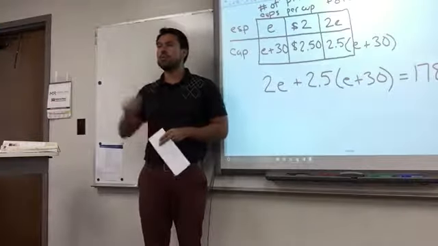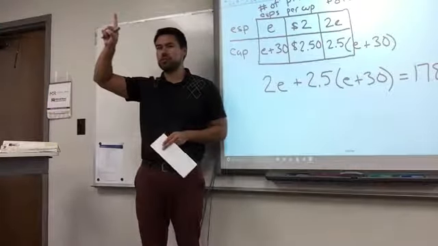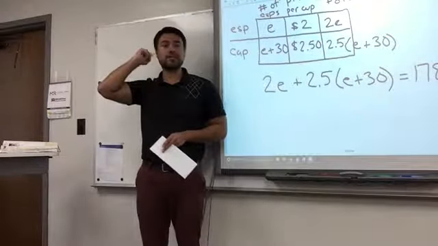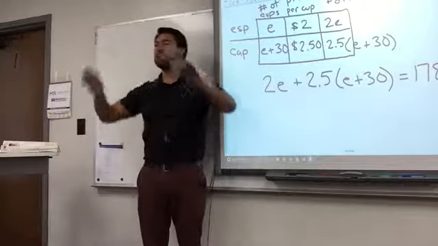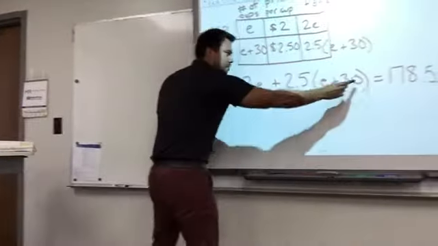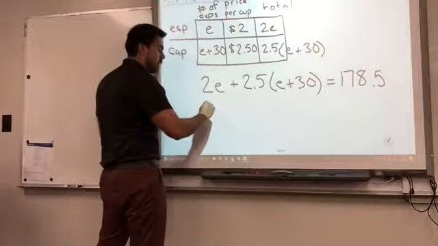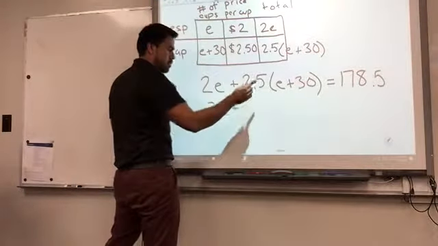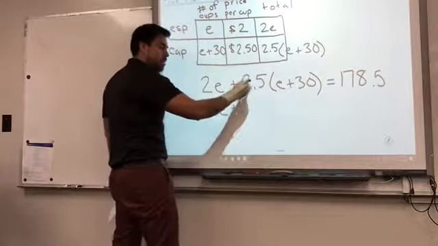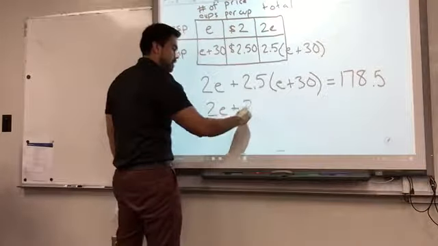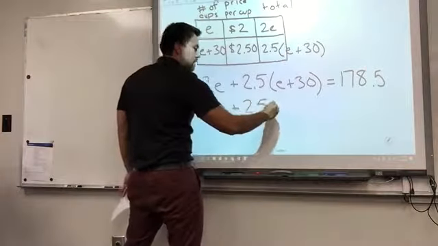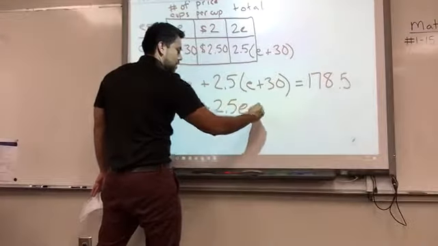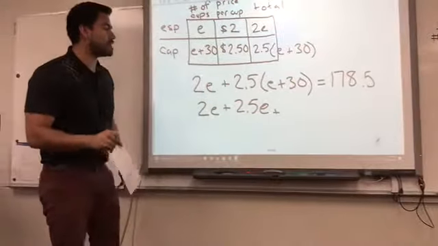Now, what is your first step when solving an equation with a variable? First step is to do what? Simplify both sides. Does this look simplified? No, it is not. So watch, 2E. That's pretty simple right now. And then Benson, you remember you mentioned the distributive property? Here it is. What's 2.5 times E? 2.5E. And then what's 2.5 times 30?